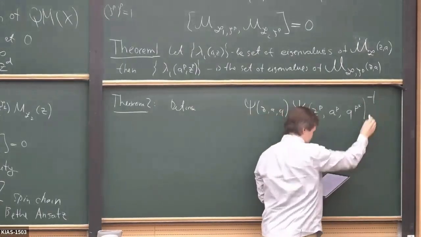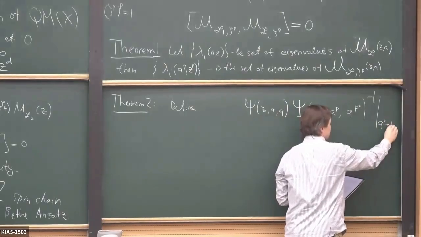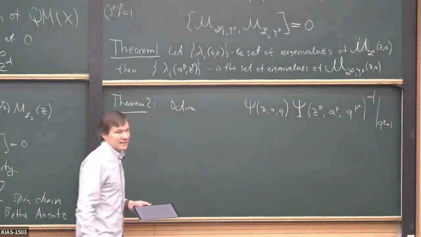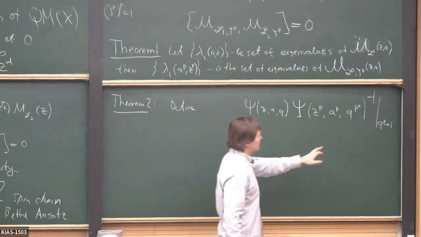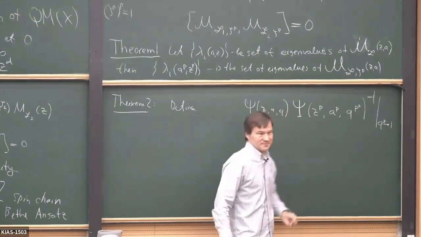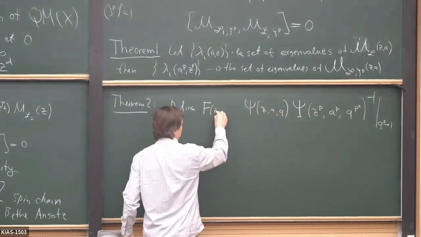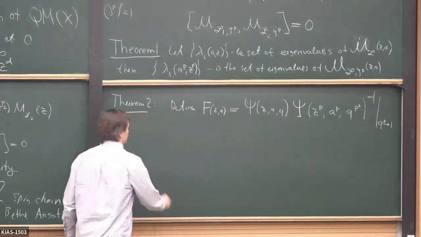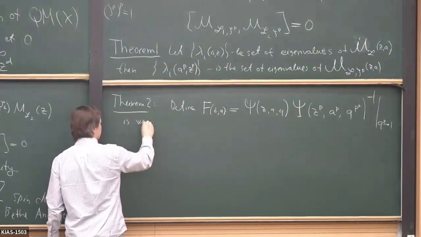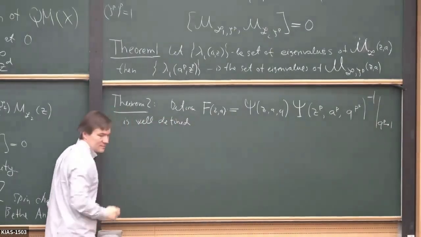I do the inverse, I take the limit q to the p goes to 1, and claim that this is finite. So the limit is well defined. You actually have to take not q to the p, but q to the p squared. And let's call this f. It is well defined, and it does something interesting.